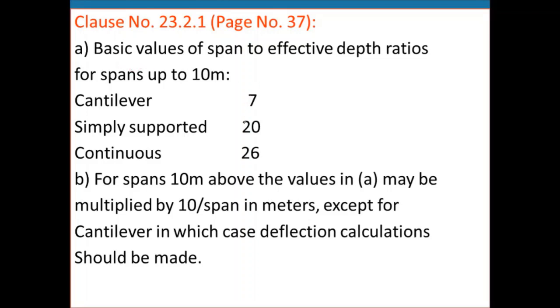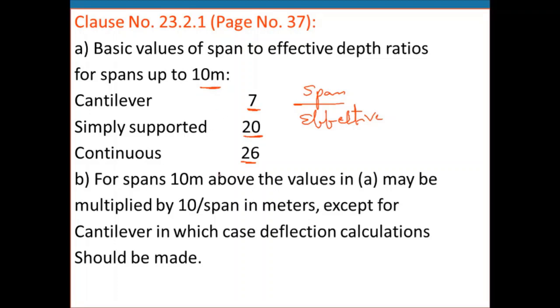Now whatever the values you can see here, they are the maximum values. You should not use a span to effective depth ratio more than this value. For cantilever, span to effective depth ratio is maximum 7, for simply supported it is 20, and for continuous beam 26. But remember that these are applicable only for spans up to 10 meter.